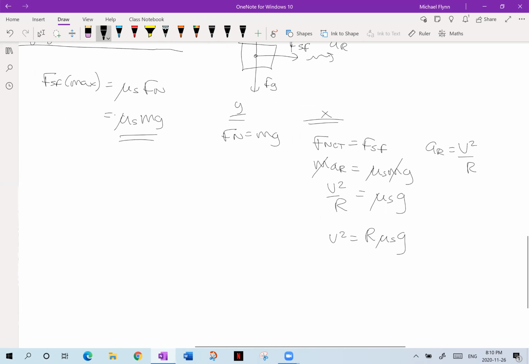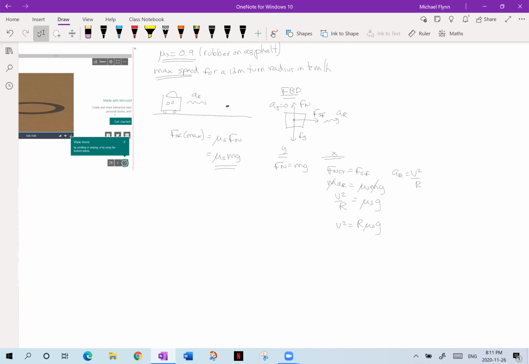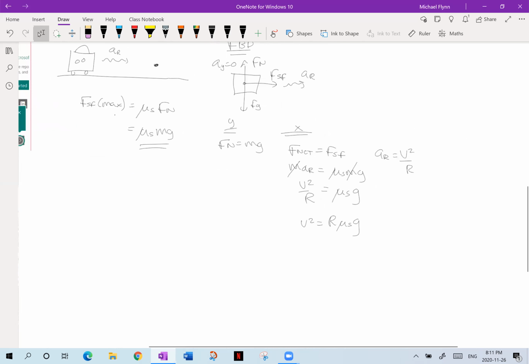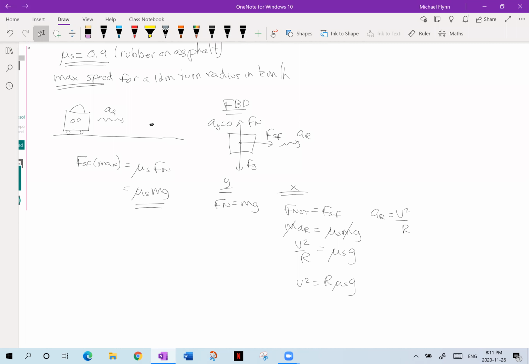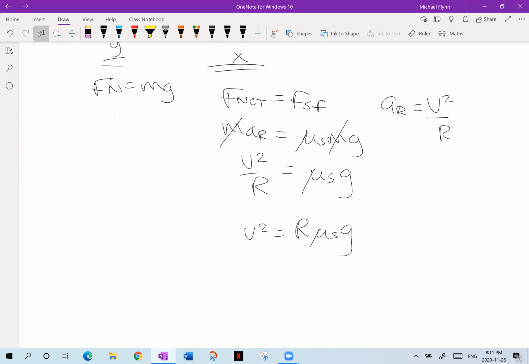So now I take out my calculator and I know what mu s is and I know what r is. The turning radius is 12 meters. Okay, so that was in the original question, and mu s is 0.9. So I'm going to go 12 times 0.9 times 9.8. I get 105.84. Take the square root. I'm going to get v equals 10.288. I'm going to write 10, won't round it too much just yet, meters per second.